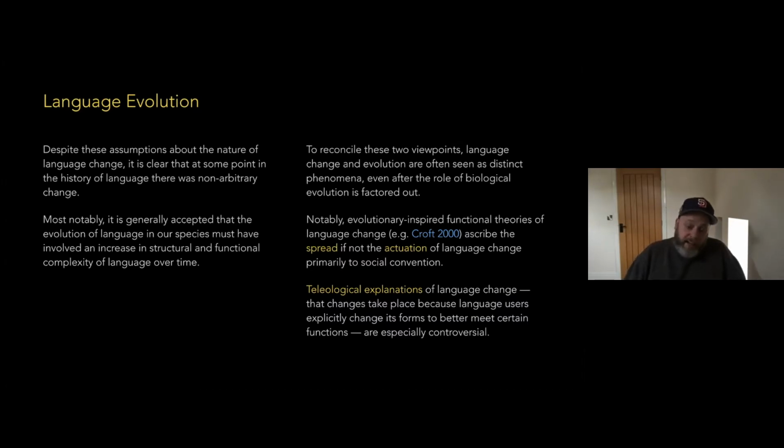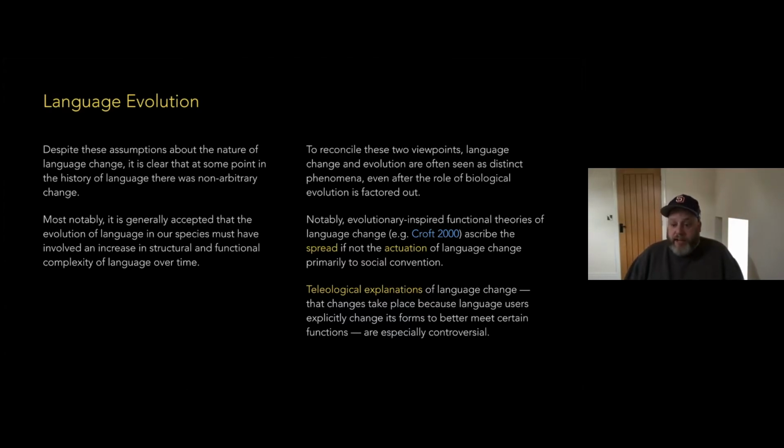And then finally, at the far extreme of these functional theories would be a teleological explanation. That means a theory of language change where you argue that the change takes place because language users, like actual speakers and writers and signers, explicitly change its form to better meet certain communicative functions. And that's especially controversial, and generally dismissed by most researchers of language variation and change, at least in sociolinguistics and historical linguistics.